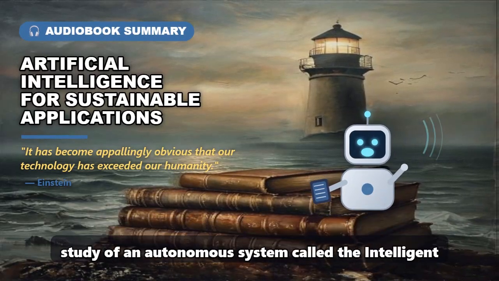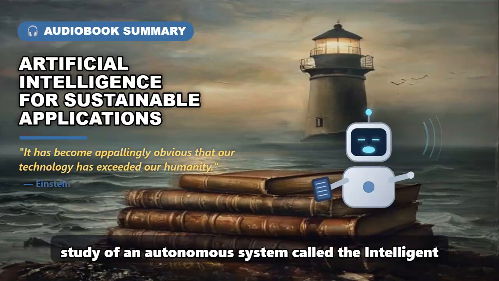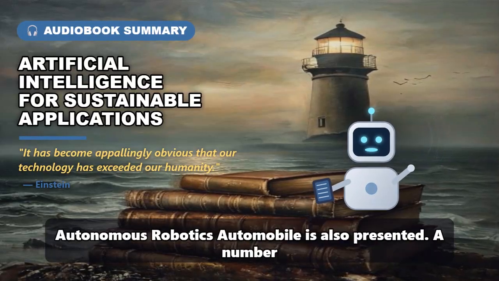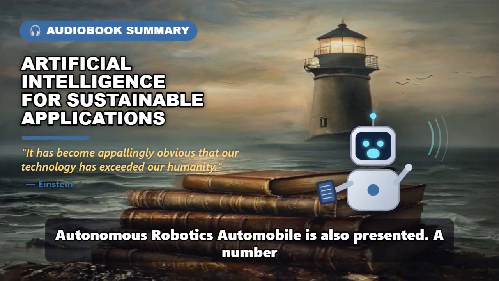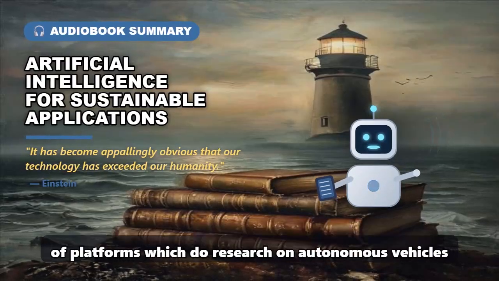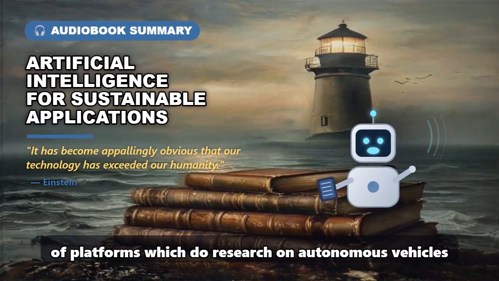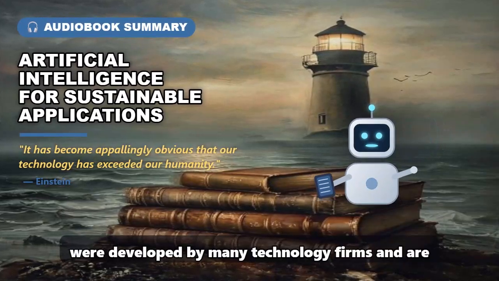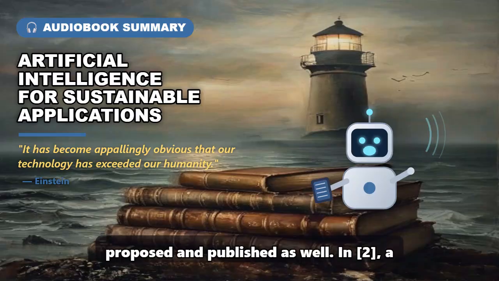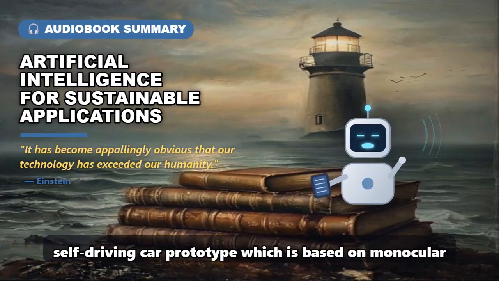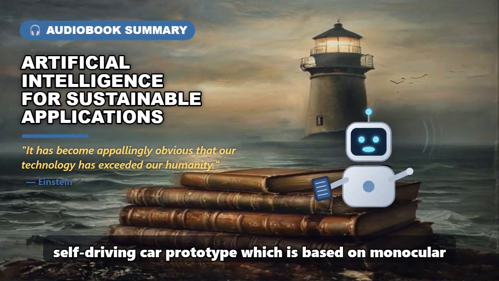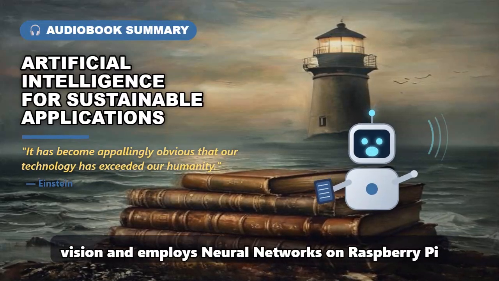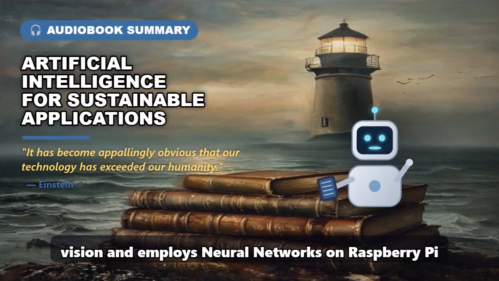Furthermore, an in-depth study of an autonomous system called the Intelligent Autonomous Robotics Automobile is also presented. A number of platforms which do research on autonomous vehicles were developed by many technology firms and are proposed and published as well. In 2. A self-driving car prototype which is based on monocular vision and employs neural networks on Raspberry Pi is proposed.